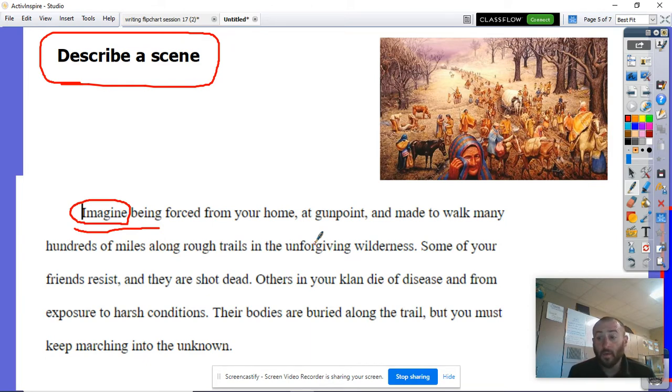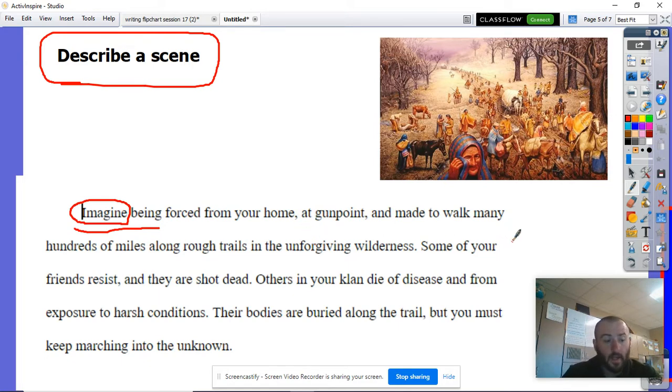in the unforgiving wilderness. Some of your friends resist and they are shot dead. Others in your clan die of disease and from exposure to harsh conditions. Their bodies are buried along the trail, but you must keep marching into the unknown. So I'm sure you can all picture that terrible scene that I just painted there.